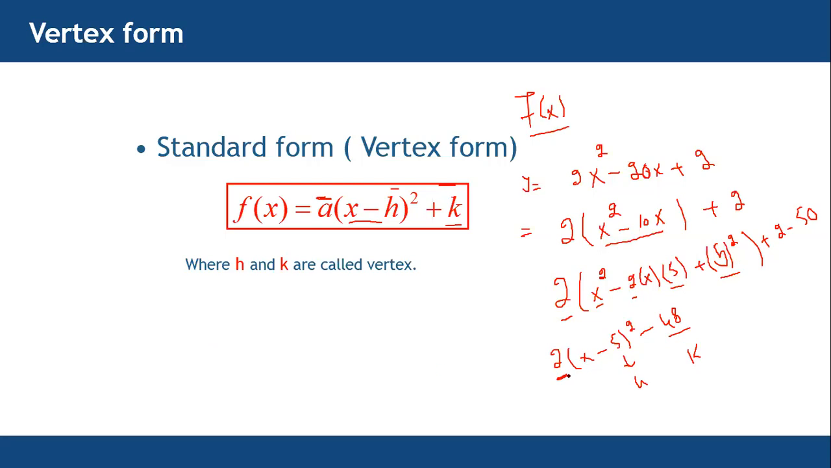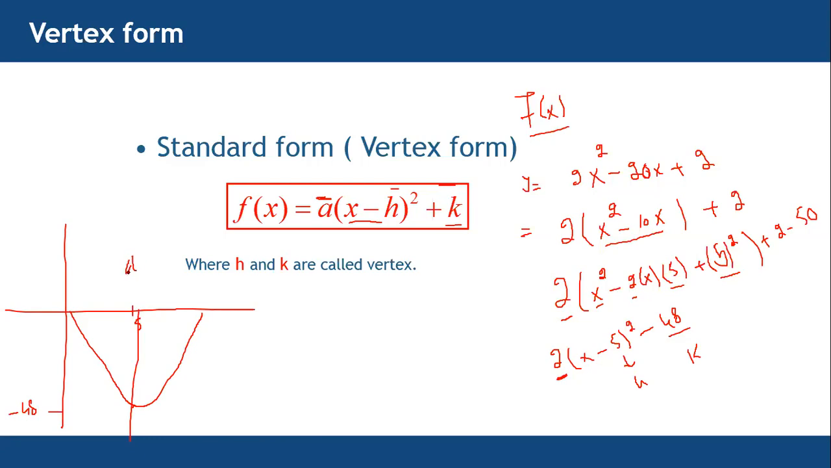How can we draw the graph where x is positive and y is negative? Which quadrant shows x positive and y negative? Of course, the fourth quadrant, where x is equal to 5 and y is equal to minus 48. So this point, and a is positive, so the parabola will open upward like this. This point 5 is actually the axis of symmetry, or line of symmetry. Correct?